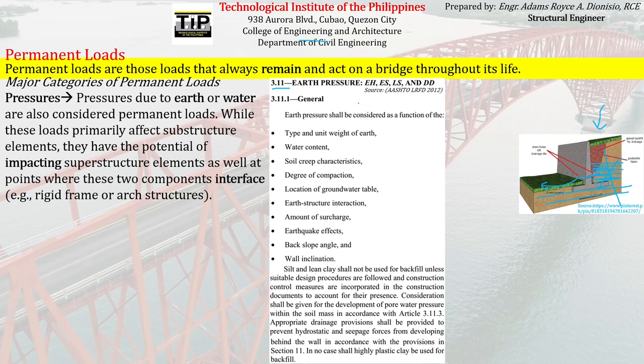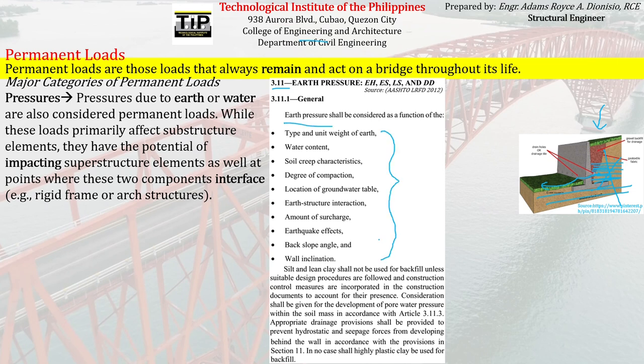Okay. So, basahin ko lang yung section 3.11.1 ng AASHTO. Earth pressure shall be considered as a function of the type and unit weight of earth, water content, soil creep characteristics, degree of compaction, location of groundwater table, earth structure interaction, amount of surcharge, earthquake effects, box slope angle, and wall inclination, etc. So napakaraming factors that can affect the earth pressure. Okay, that is being enumerated by the code.